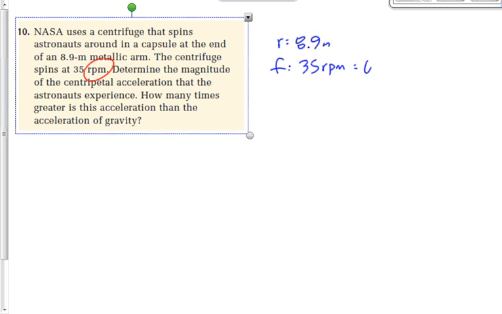0.5833? Revolutions per second, or hertz. What do we got here? We want to find the centripetal acceleration. That's it. That's all we got. All right, it is what it is.